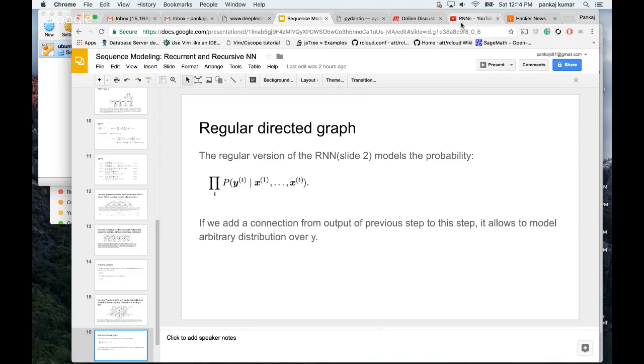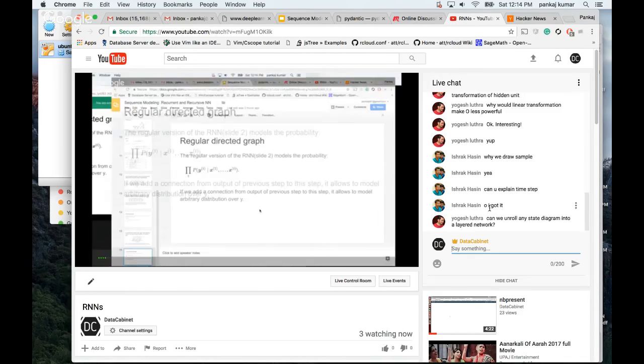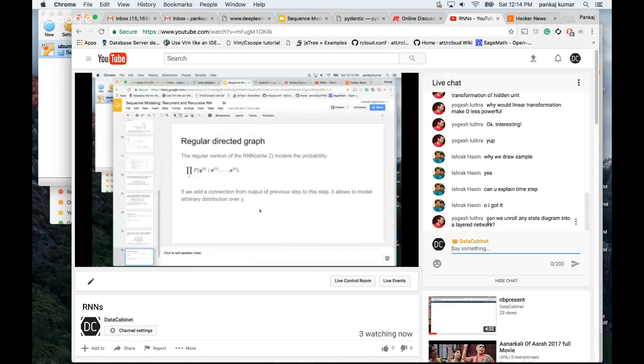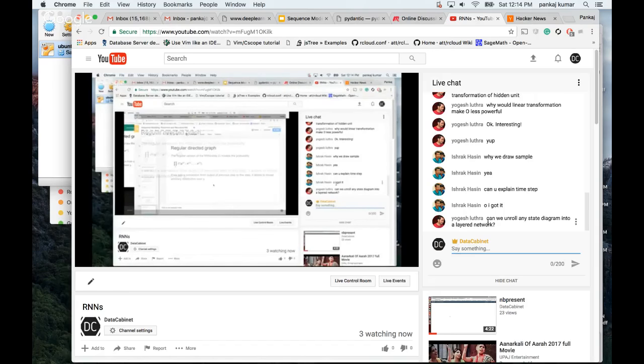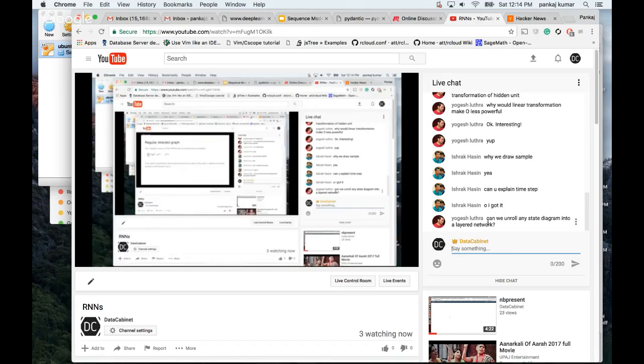If you have any questions... I guess so. It says that RNN is Turing complete. I think the book claims that with a finite number of steps, an RNN can model a Turing machine. So with a finite number of steps, I guess a finite state diagram can be modeled as a layered network, I would guess.